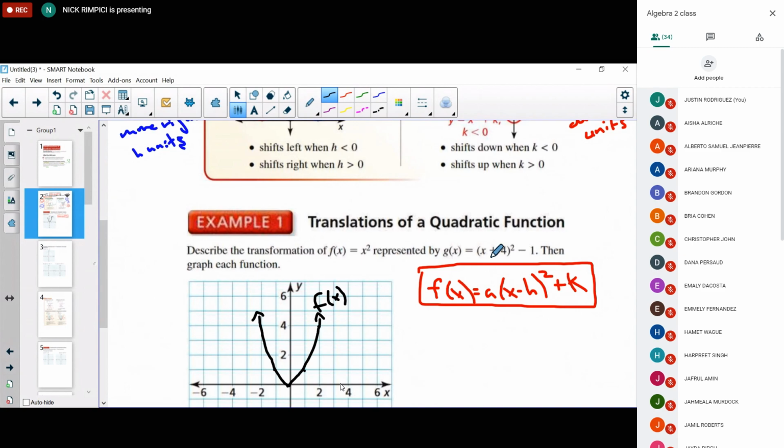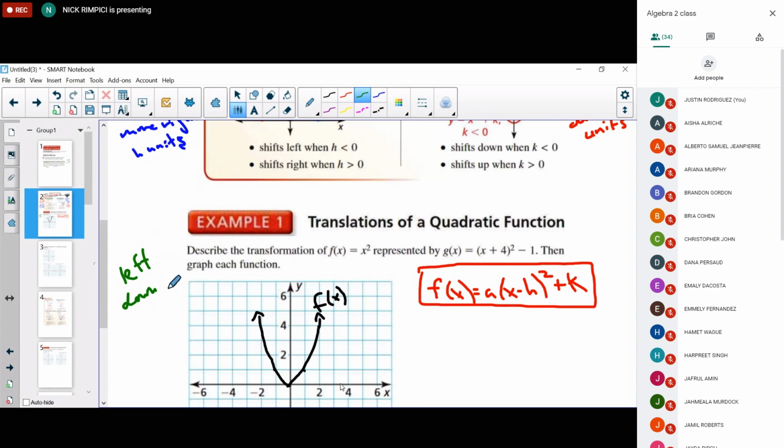Yes? Sorry, what was that? It goes left. Okay, let me write this down. So I have a claim that it goes left. How about up or down? It goes down. So my claim so far is that it's going to go left and down. So the claim we have is that this graph is going to move left and down.